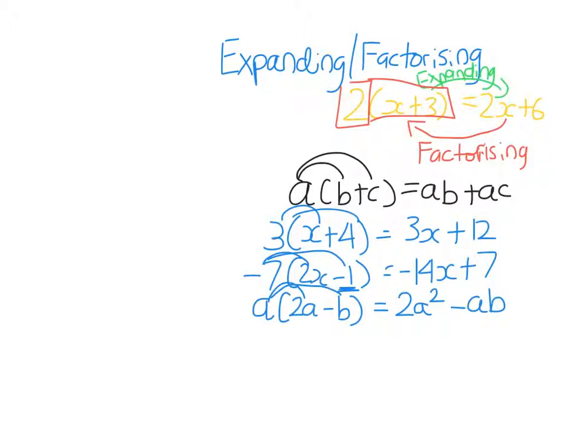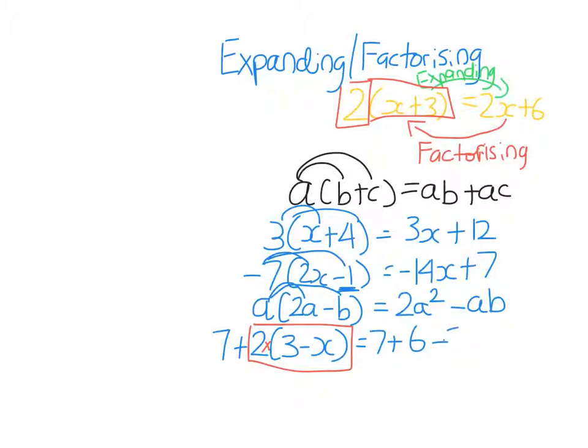So sometimes you will have to expand and simplify. So let's say I have something like 7 plus 2 outside of 3 minus x. So order of operations, because this is a times, you do this first. You don't do 7 plus 2 is 9 first. You do what's in red first. So I leave the 7 alone. 2 times 3 is 6. 2 times negative x just gives me negative 2x. Now I need to collect like terms. 7 plus 6 is 13, and I leave the 2x alone.